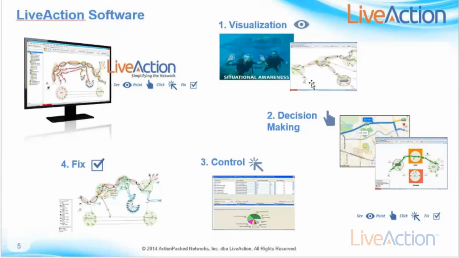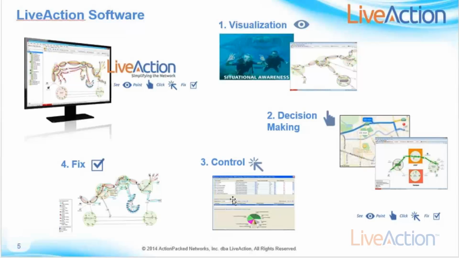So the second thing is that once you understand what's going on in your network, it's about decision making. On the left here, there's a Google map, and when we take a trip, we use Google Maps. And when there's an accident or there's congestion, it tells you what other routes to take. And LiveAction is similar in the network in that it shows you the path and what alternatives you might have to help you with this decision-making process.